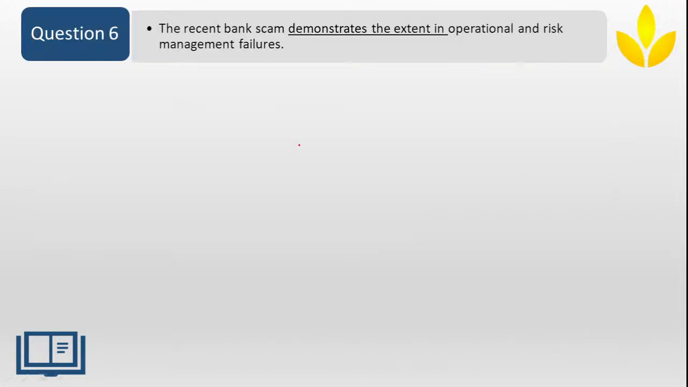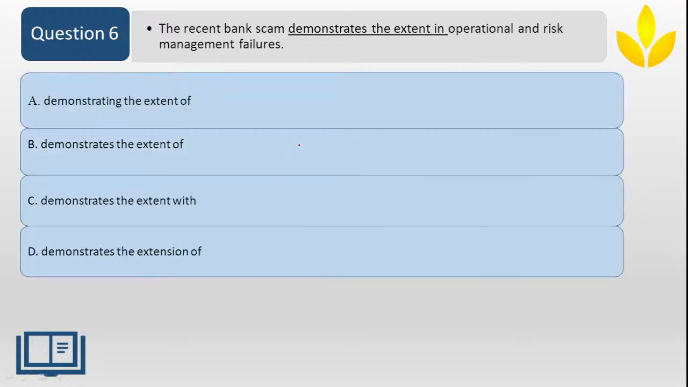Next question. The recent bank scam demonstrates the extent in operational and risk management failures. So we are talking about two things, operational and management failures. There are two different things they have used and as a connector. The correction that we need to look at is demonstrates the extent in. So we are talking about preposition here. We have tense, we have different prepositions. We have to talk about prepositions first.